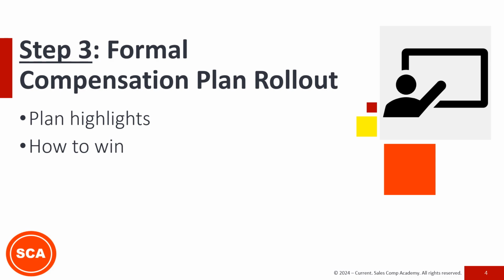Now, what do we mean by a formal comp plan rollout? A comp plan rollout is a formal presentation given to each sales role. As an example, let's say you have an SDR, an AE, and a customer success team. So 3 different comp plans. Then you should have 3 different presentations, 1 per comp plan.